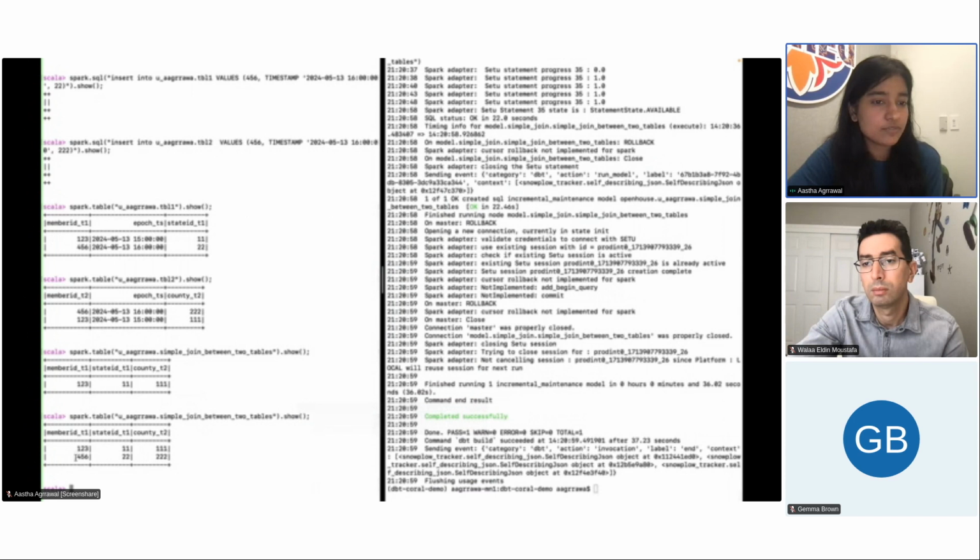On the left-hand side, we see that the output table has now been refreshed, and it has the additional member ID also available, which wasn't present previously.